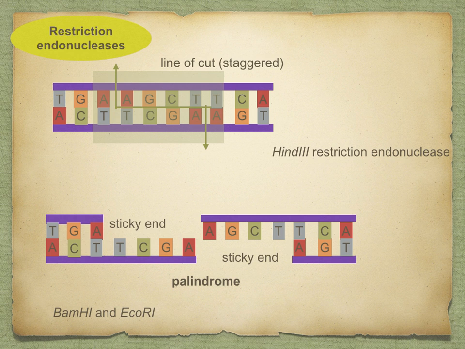So this is what we call a palindrome. So we say that they are palindromic. The recognition sequence is referred to as a 6-base pair palindromic sequence. And this feature is typical of the way restriction endonucleases cut DNA to leave sticky ends. Other examples of restriction endonucleases that produce sticky ends are BamHI and EcoRI.